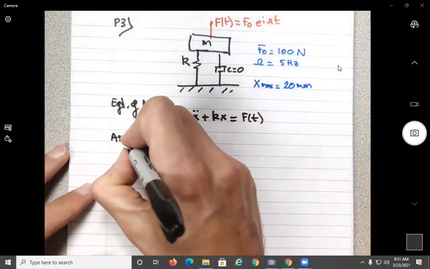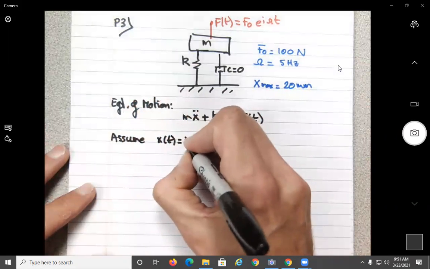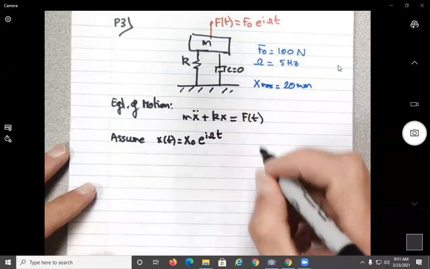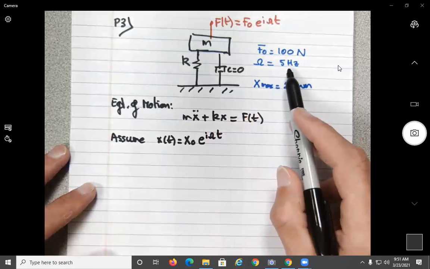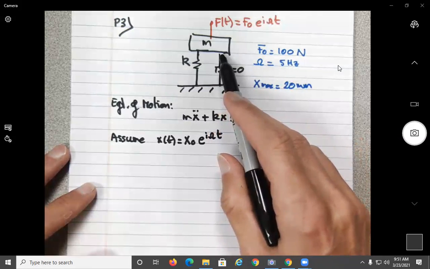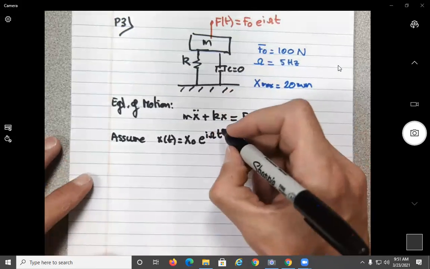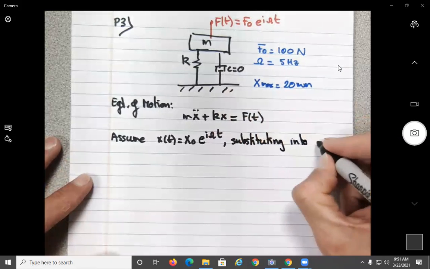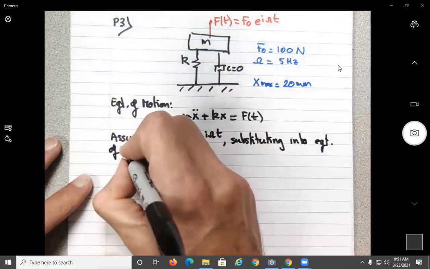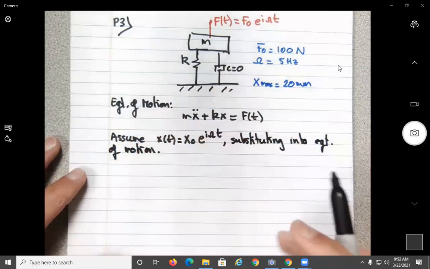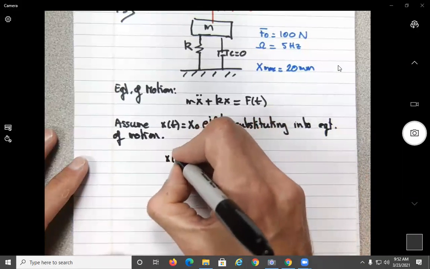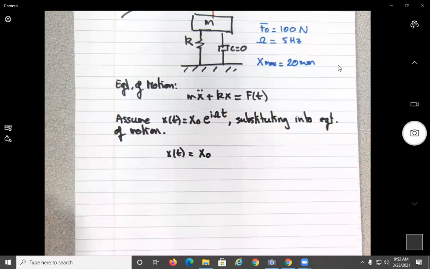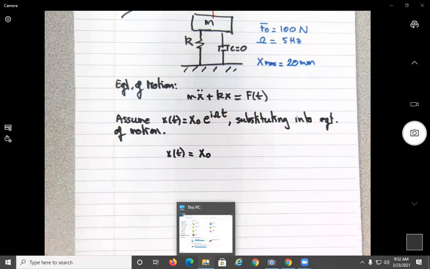Now the solution to that equation is obtained by assuming x of t equal to x sub naught e^(i omega t), and now comes the important part. You need to assume the solution being a function of the force frequency, 5 hertz. This is not the natural frequency. This is the force frequency, all right? And you say, substituting into the equation of motion, you don't need to show the whole process, you can go to the notes, and let's look for the solution.